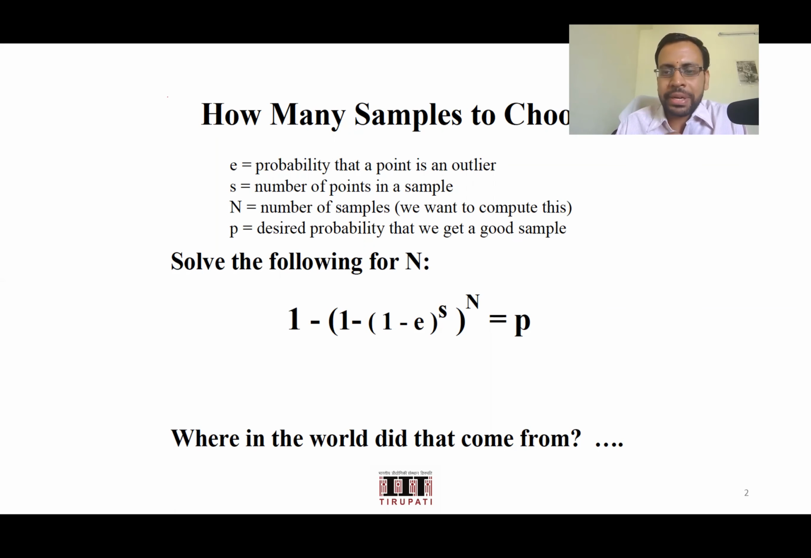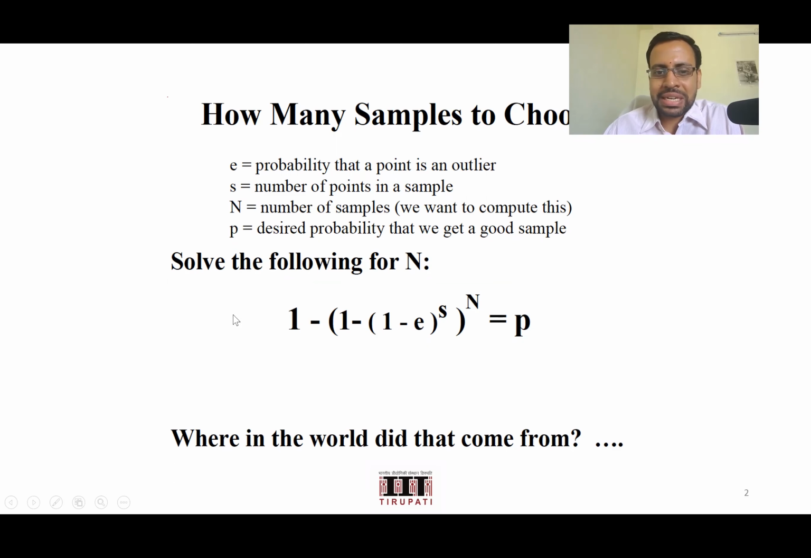Be clear with this capital N. It means the number of times you need to repeat this experiment of picking the samples. It is not the number of points. Be clear with that distinction. N is the number of times you need to pick the samples. And let's say you want to say with 99% probability that now you have the right parameter estimation. In that case, P is the desired probability of getting a good sample.